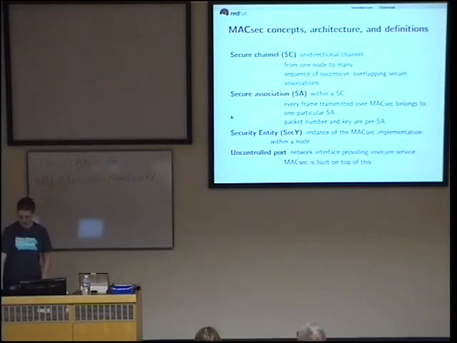Some MACsec concepts and architecture. So in MACsec, we have the secure channel, which is a unidirectional channel from one of your nodes to any number of other nodes. And a secure channel is supported by a sequence of overlapping secure associations. For every frame that is transmitted over MACsec, you will have to use a key. And the keys are linked to the secure associations. And you have also a packet number that is used, for example, for replay protection.